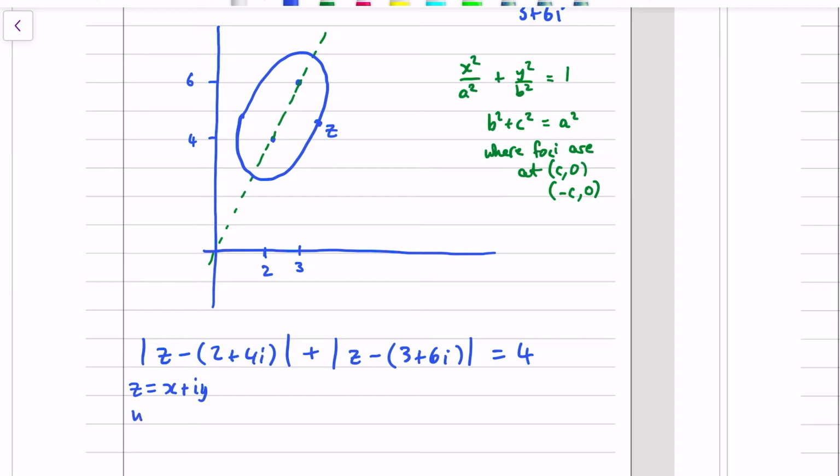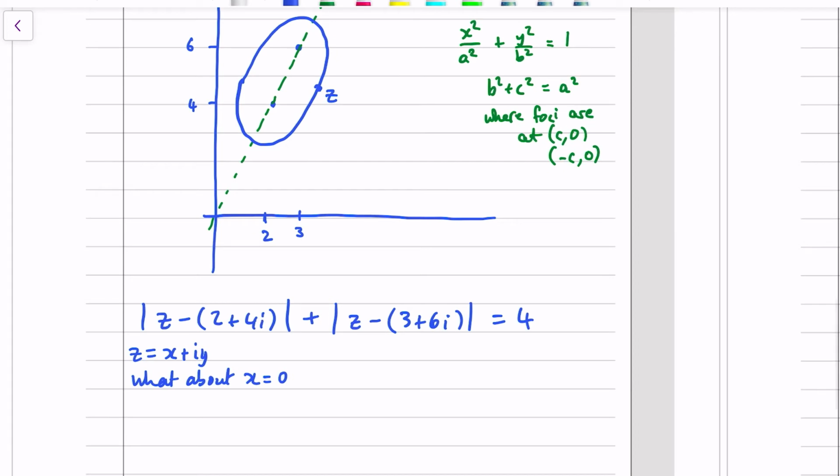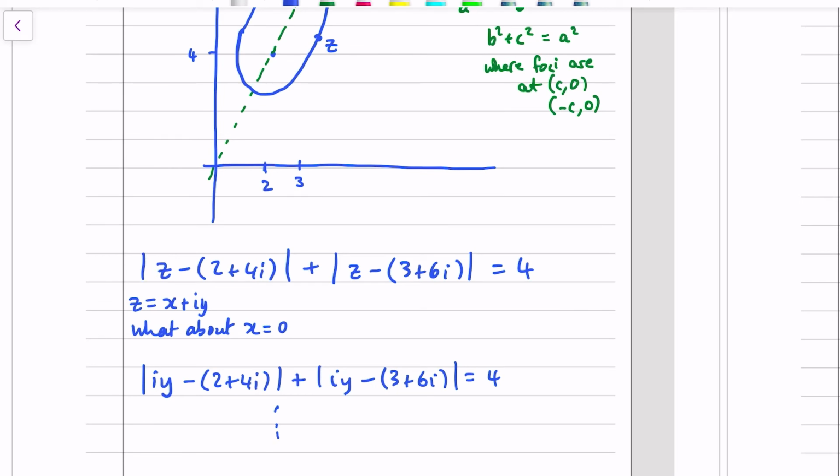So I could say, what about x equals 0, and just go and work out iy as the solution. So I'd go iy minus 2 plus 4i plus iy minus 3 plus 6i equals 4, and I'd do my standard complex number stuff to try and find solutions for y, and you'll find that there aren't any real solutions for y, so the ellipse can't cut the y-axis.